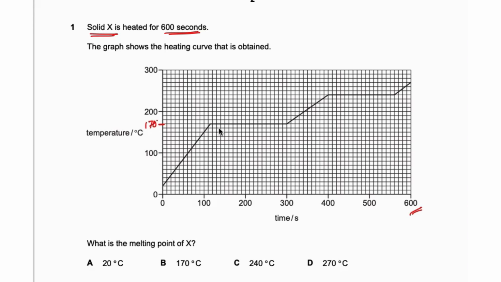Temperature is not rising for some time. It means that when the temperature is constant but the substance is being heated, the energy is used up in changing the state. So this is the melting point of the substance X. So the answer is B.